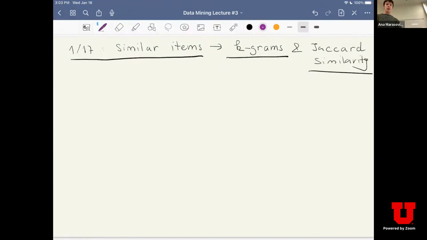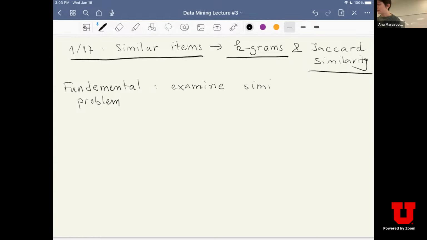All right, so what we're going to do today, and it's going to span the next 3 lectures, is a fundamental problem of data mining, and that's finding similar items, or examining similar items in your data. So let's write that down. So the fundamental problem is finding similar items. Okay, and some examples of that.